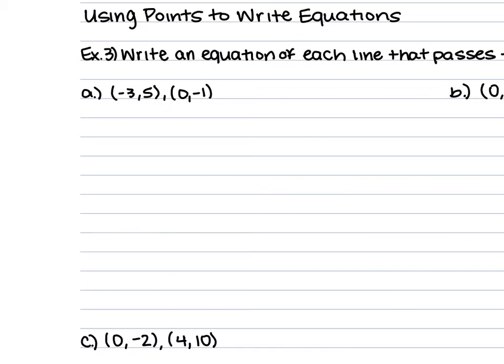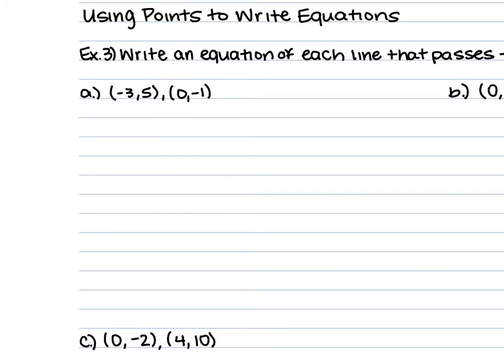So for example A, they give us -3, 5, and 0, -1. So our slope is going to be -1 minus 5 over 0 minus -3. Those two negatives next to each other turn into positives, so we have -1 plus -5, which is -6, over 0 plus 3, which is 3. This simplifies to be -2. So our slope is -2 in this case.